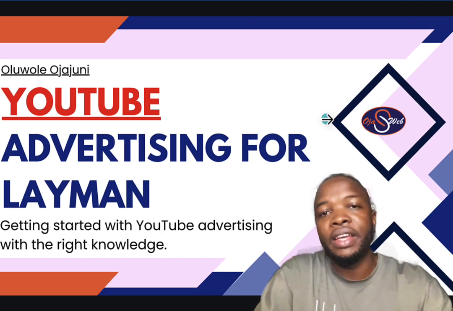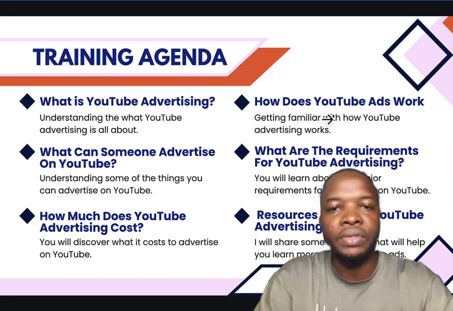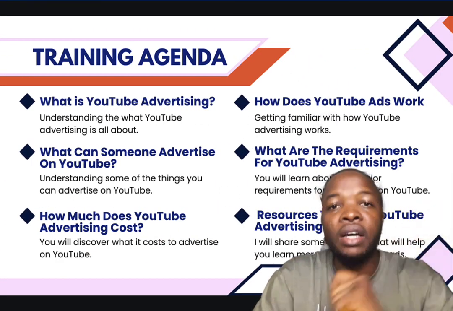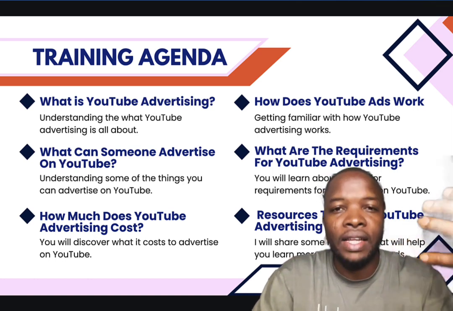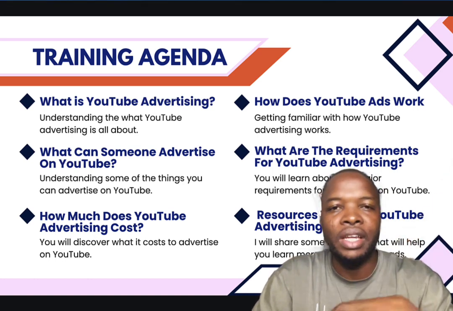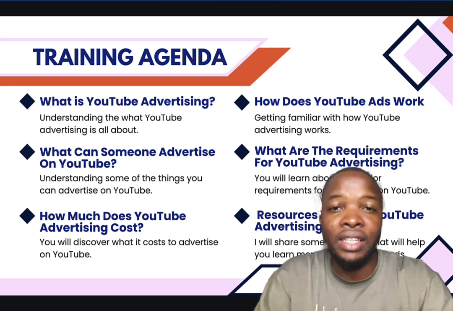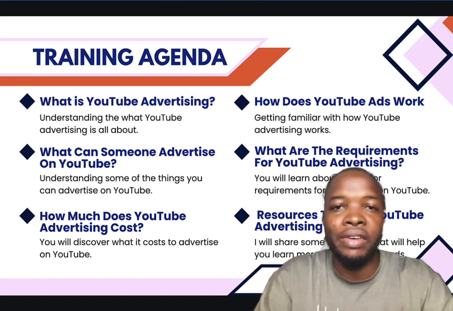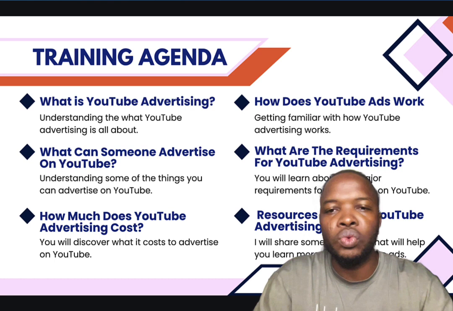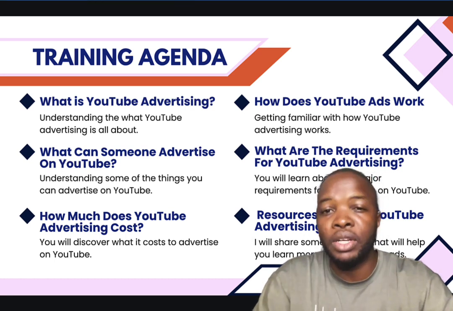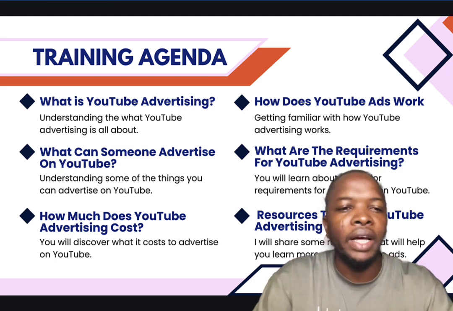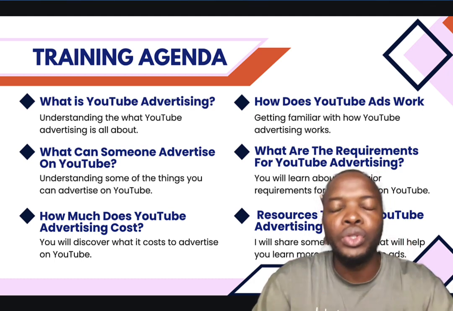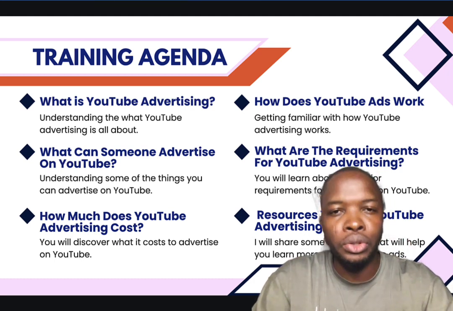The first thing here is the agenda for this training. I have 6 major agenda items. The first one is what exactly YouTube advertisement is. You want to understand what YouTube advertising is and how you can use it for your business. We'll look at how YouTube advertisement works, and that will get you familiar with the YouTube advertising platform. The next one is what you can advertise on YouTube.